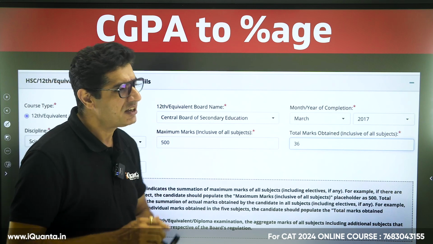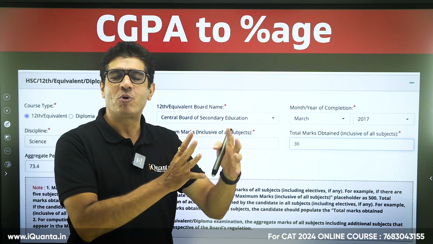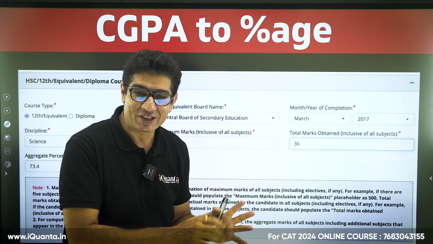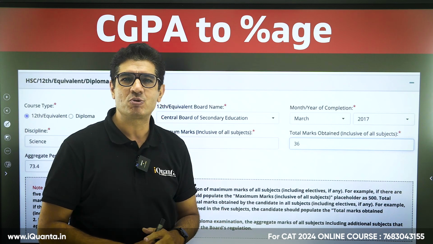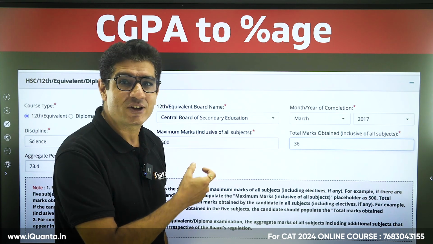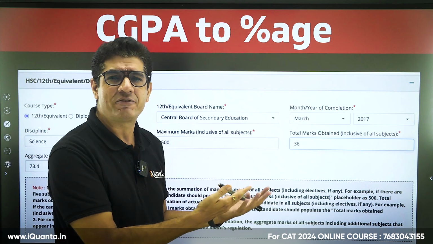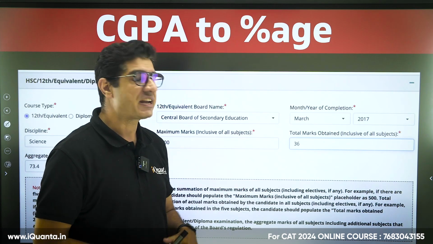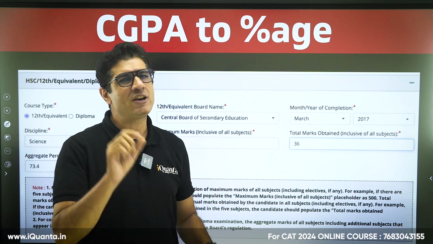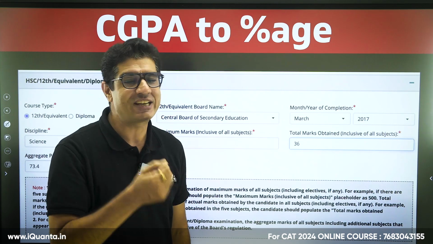How do you do that? Well, it varies from board to board and university to university. But if you're a CBSE student, you just need to multiply your CGPA with 9.5 and you will have your percentage. On the other hand, if you're from some other board, then look for a formula on your mark sheet and that should help you.